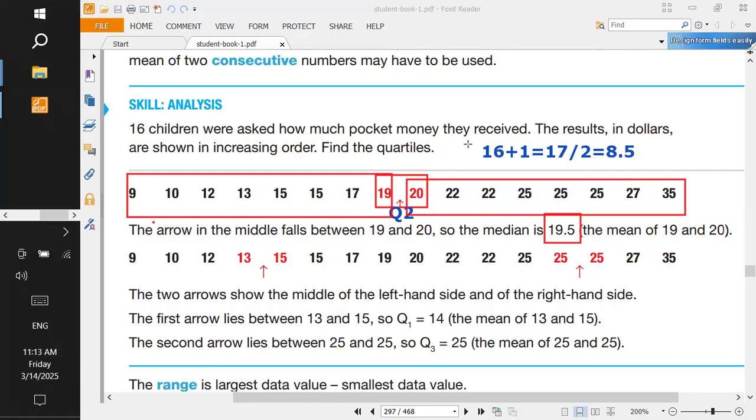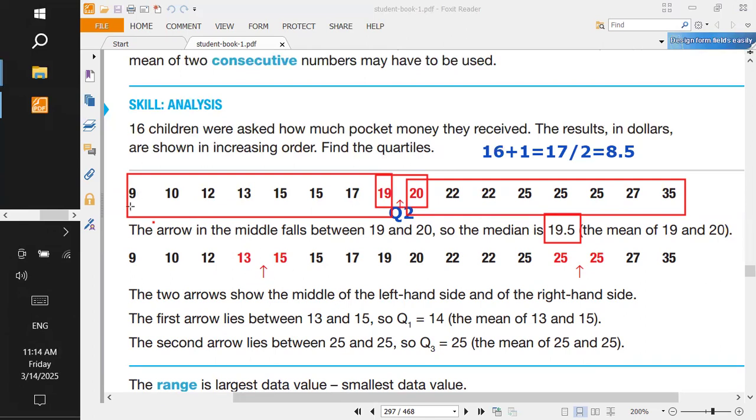But in the first data, which is an odd number of data, you use the median and you can't use it again to find the Q1 and Q3. But here, because the median is not 19 or 20, it's something in the middle between them, you have to use them to find the Q1 and the Q3.